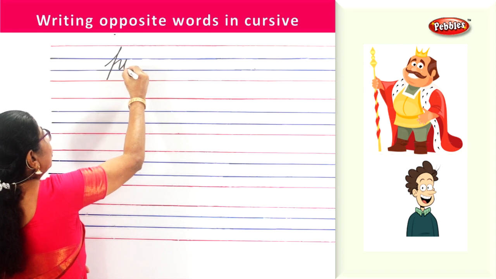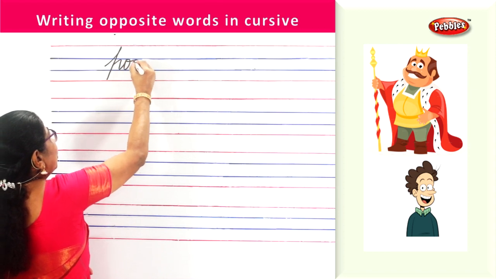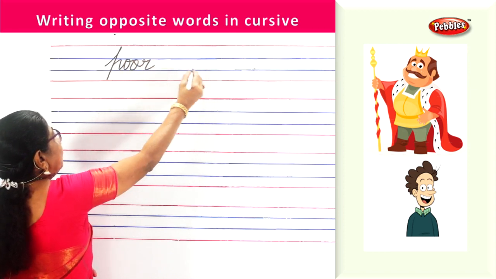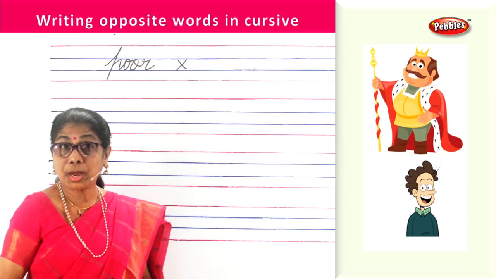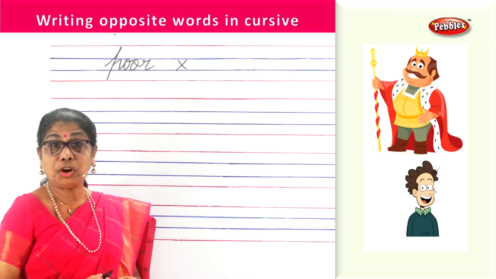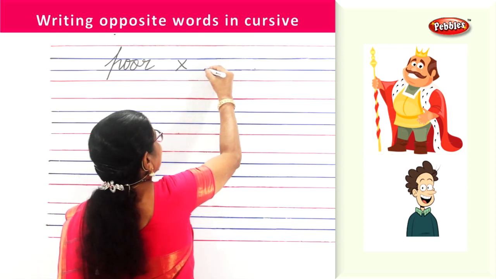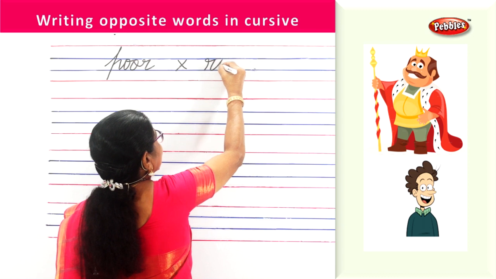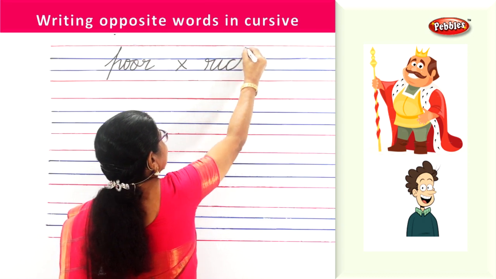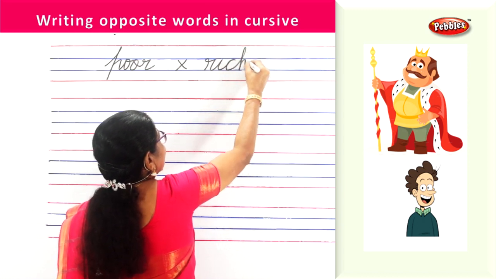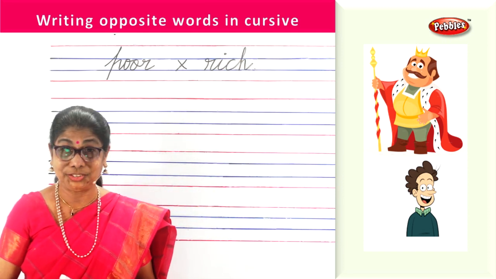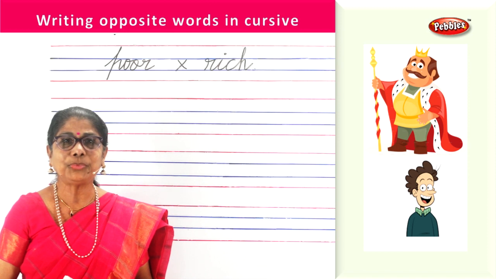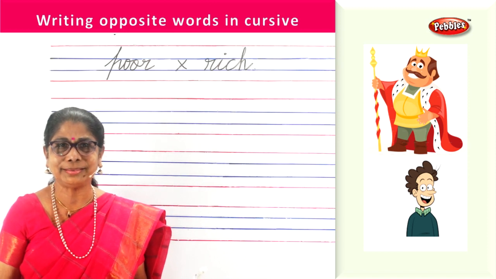Let's write. Poor, P, O, O, R, poor. Opposite, rich, R-I-C-H, rich. Poor, rich.